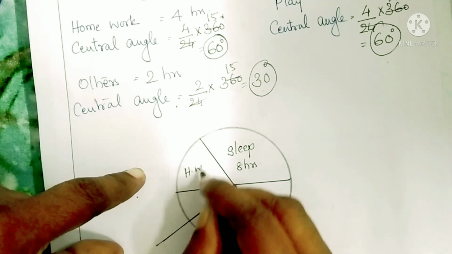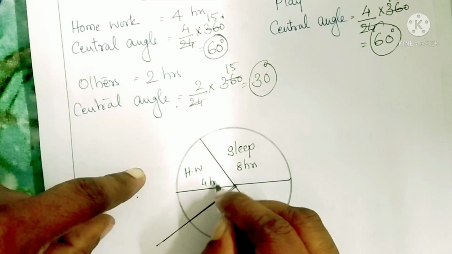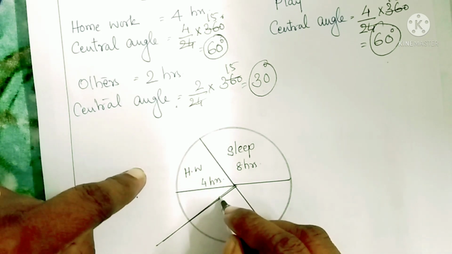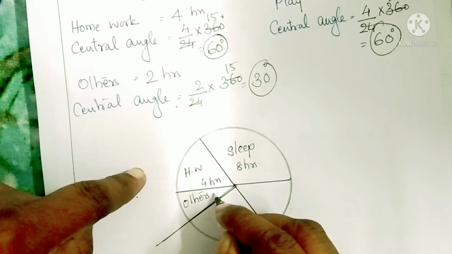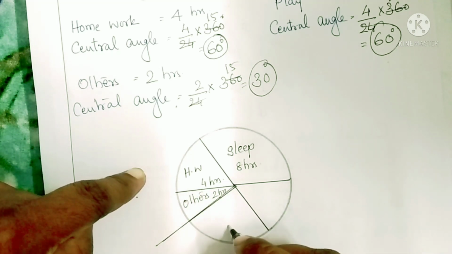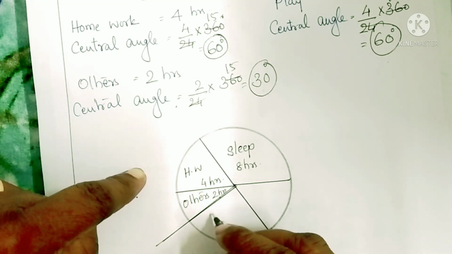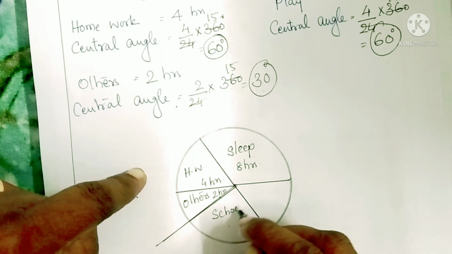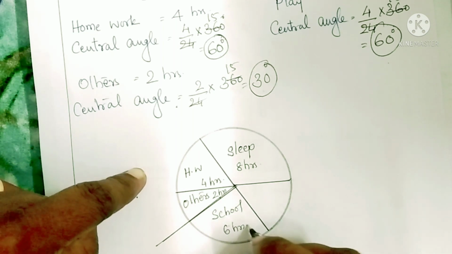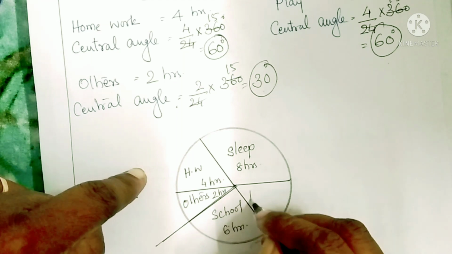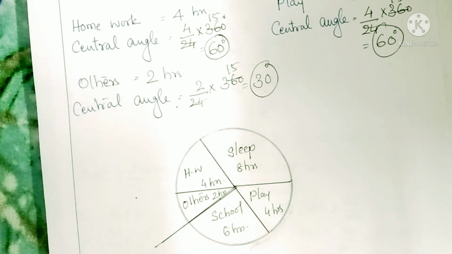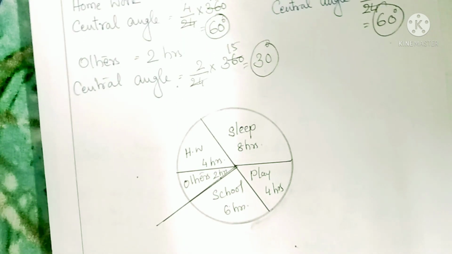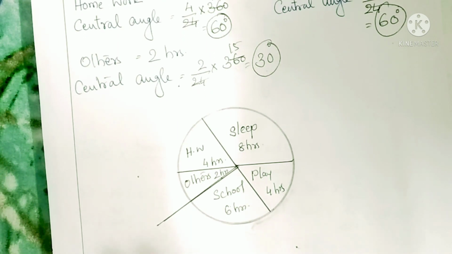Homework is 4 hours, and this is 30 degree. The others, that is 2 hours, and this is 90 degree. What is 90 degree? School, 6 hours, and then again 4 hours is for play. So, this is how we draw the pie chart when the information is given this way.